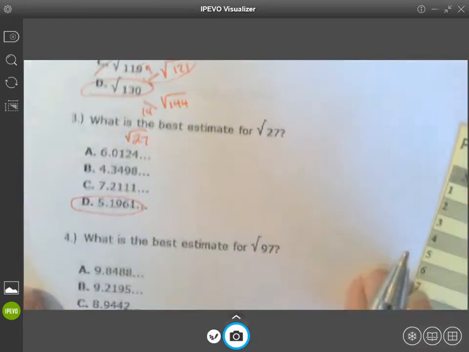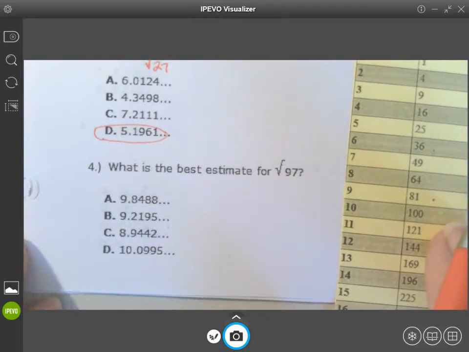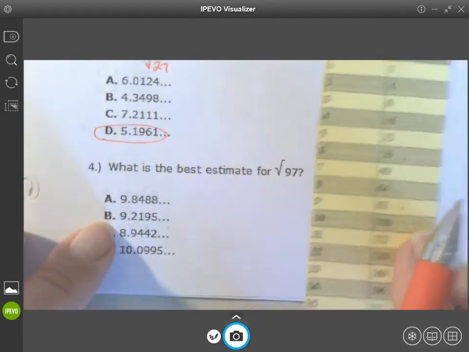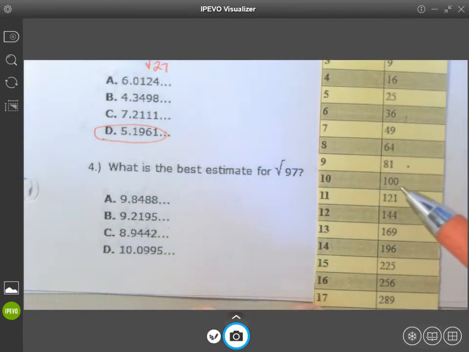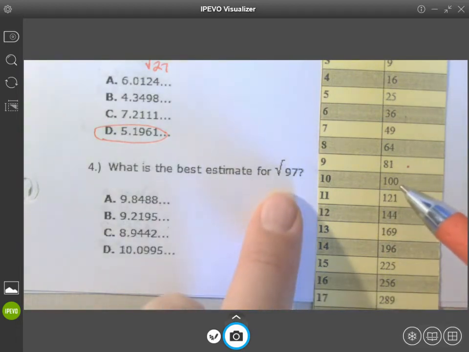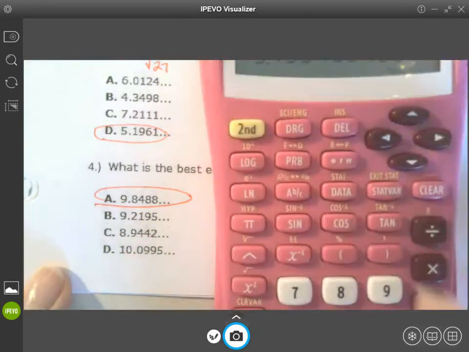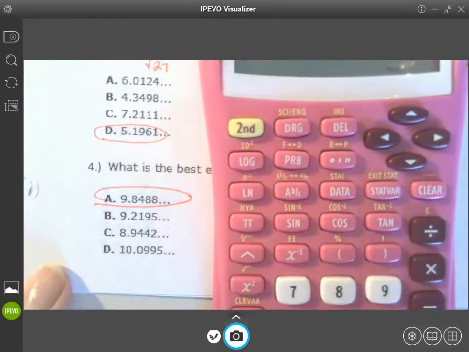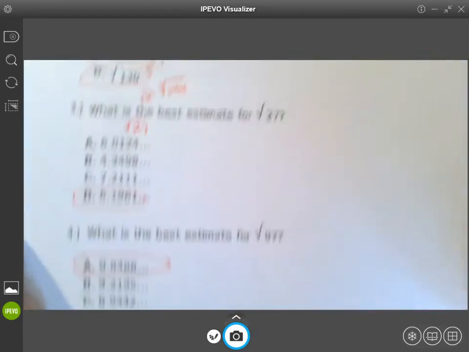All right, without using a calculator, what's the best estimate for the square root of 97? Well, it is between 9.8 and 9.2, and I agree with you, because the square root of 97 is just below 100. And it's also closer to 10. The square root of 97 is only 3 units away from the square root of 100, but it's 16 away from this. So it would be closer to 10. To 100% double check yourself, throw it in the calculator. 9.84. Okay, that's it for that page.